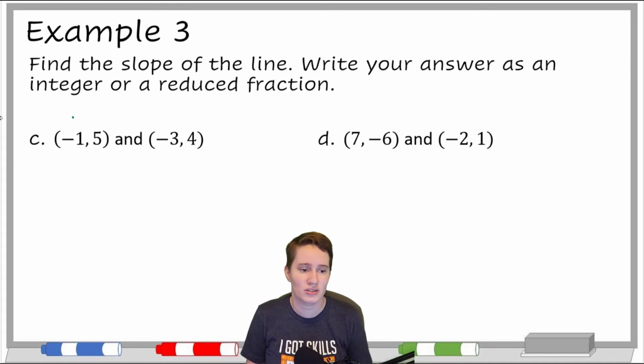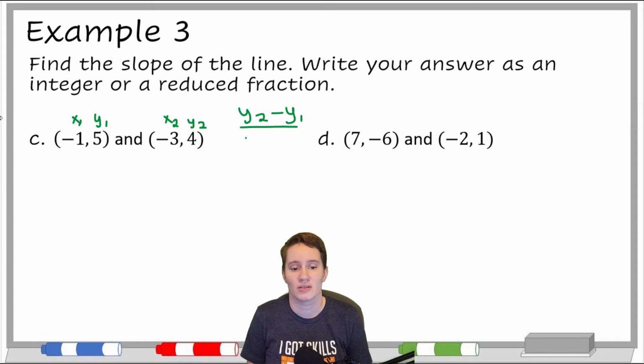You do want to make sure that that's how you label them, that it's x1 and y1 because we have an x and a y for our first point, and then it's x2, y2 because we have an x and a y for our second point. And then you fill in this formula, y2 minus y1 over x2 minus x1. So 4 minus 5 on top, and negative 3 minus negative 1 on bottom.